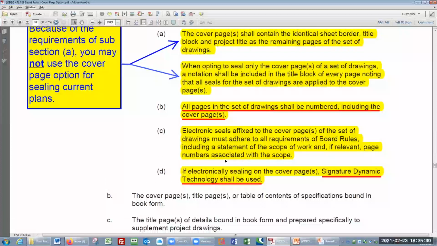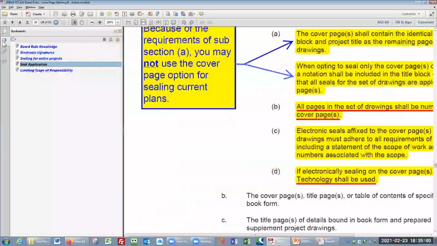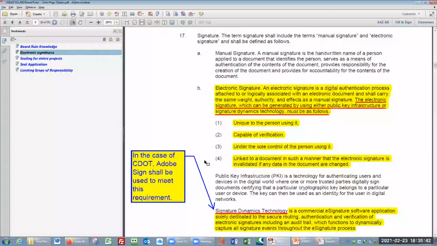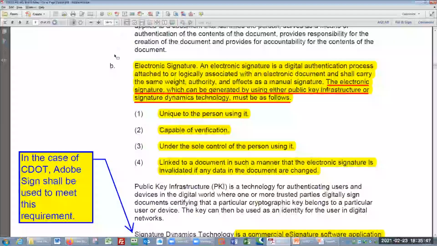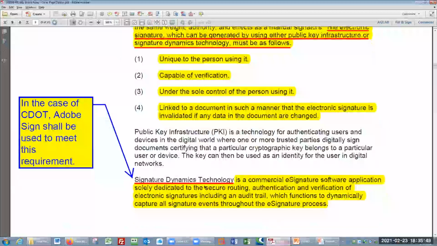D, if electronically sealing on the cover pages, signature dynamics technology shall be used. All right. Remember we looked at the definition of signature dynamics technology? That's right here. That's at the bottom. That's what we talked about. So it says if you use the cover pages, this is the definition, this is what you have to use.